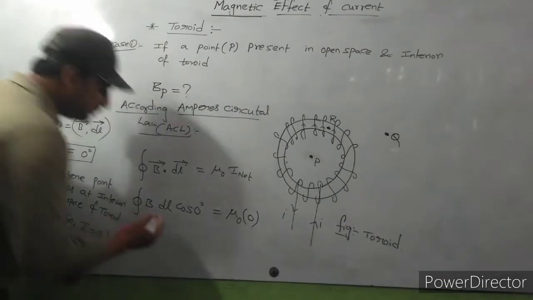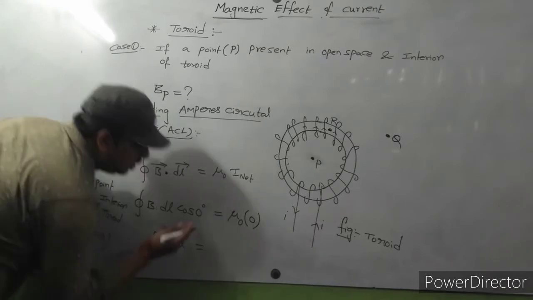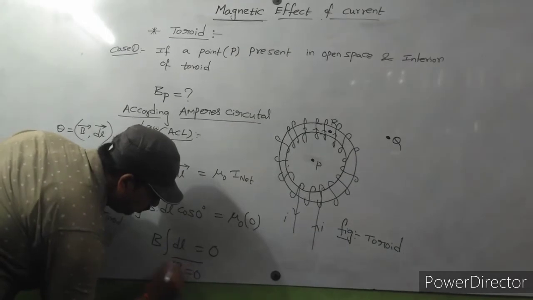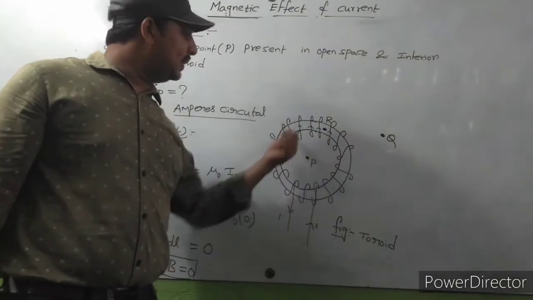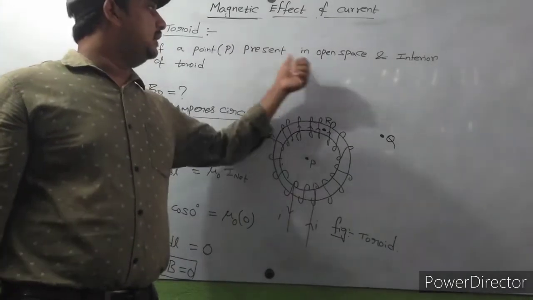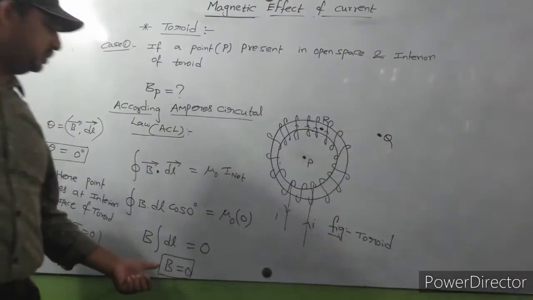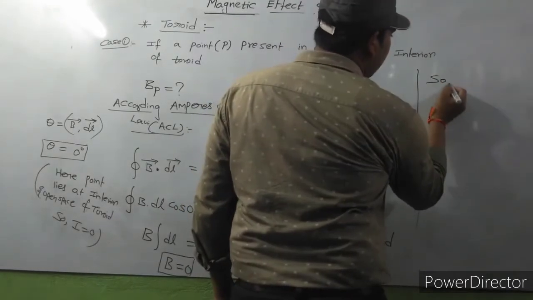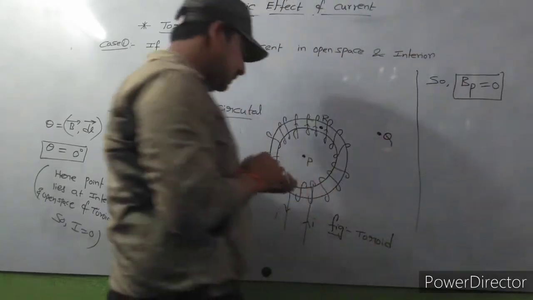Then finally what do we get here? B into the integral of dl cos 0, where cos 0 value is 1, equals mu naught into 0, which is 0. Finally we get the magnetic field equal to 0. If any point lies in open space and the interior part of a toroid, then the magnetic field at that point must be equal to 0. So the magnetic field at point P is equal to 0.